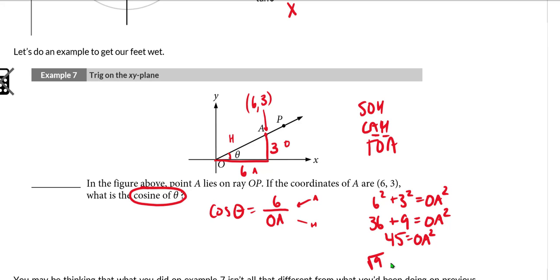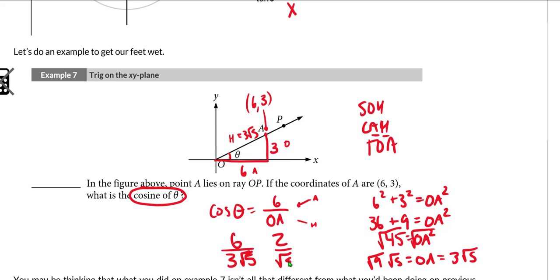I'm going to break the 45 down into root 9 and root 5. Square root. I skipped that. Going too fast. So that means that OA is going to equal 3 root 5. OA is 3 root 5, and I now have my hypotenuse. My OA is 3 root 5, so this is 6 over 3 root 5. That will reduce to 2 over root 5.